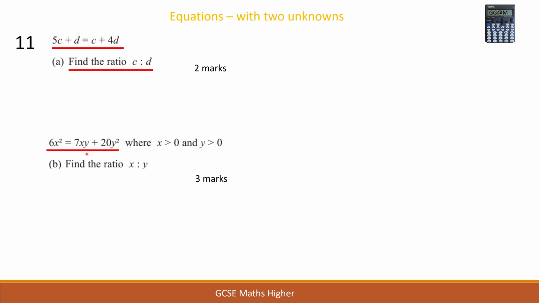The next one, you've got the equation 6x squared is equal to 7xy plus 20y squared. And you've got to find the ratio of x to y again, remembering that x is bigger than 0 and y is bigger than 0. Press pause, have a go at working out the answer, press play when you're ready to hear the answer.